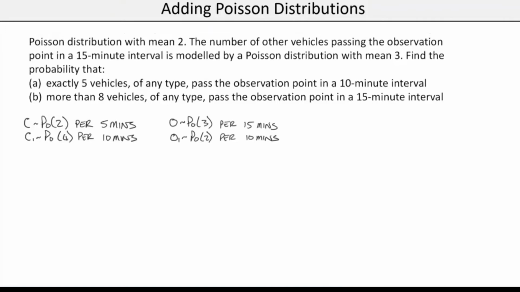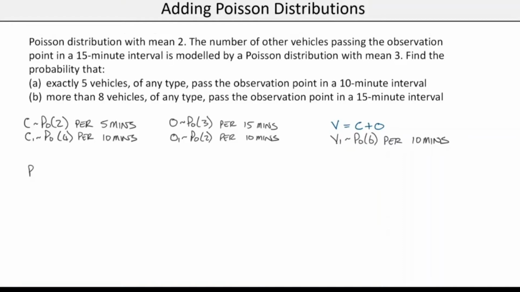Okay, I'm going to make a new variable here, which is just going to be vehicles equals cars plus the other vehicles. Now that we have these two, C1 and O1, they're already in terms of 10 minutes, I know that V1 is going to equal 6. I know that V1 is going to equal 6 vehicles per 10-minute interval. Now that I have V1, that's what I'm going to use to answer part A, the probability of exactly 5 vehicles passing that observation point.